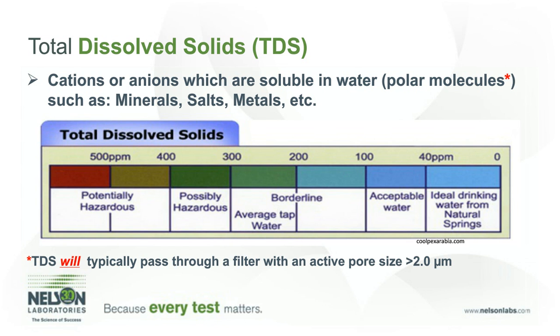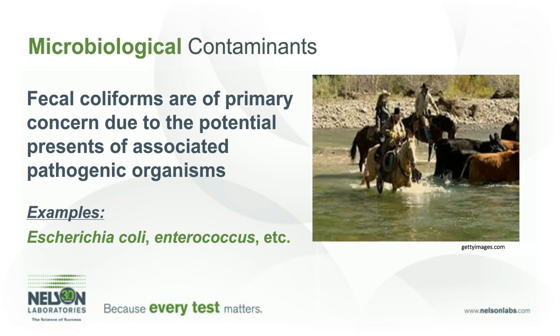Turning to microbiological impurities, fecal coliforms such as E. coli and Enterococcus are sources ranging from animal to human waste and are a significant concern not directly but indirectly, as they are indicators of potential presence of associated pathogenic organisms. If coliforms are present, action should be taken to ensure the water system is capable of removing these microbiological impurities.